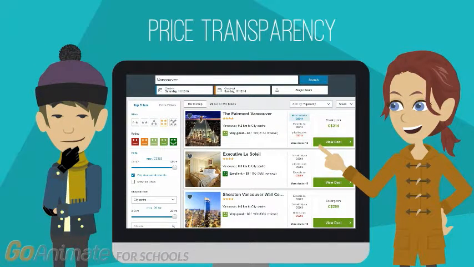Let's begin with price transparency. Price transparency is defined as the ability to observe prices, and as the name suggests, it is just that. Metasearch websites like Trivago, Kayak, and more recently TripAdvisor show various prices for one hotel room across all the different channels. Here are potential guests using Trivago.com to do a one-night search for a hotel room right here in Vancouver for this upcoming Saturday, October 22nd. The search results display the different options available to them, starting with the Fairmont Vancouver at a rate of $214, Executive Le Soleil at $209, and Sheraton Wall Center also at $209.